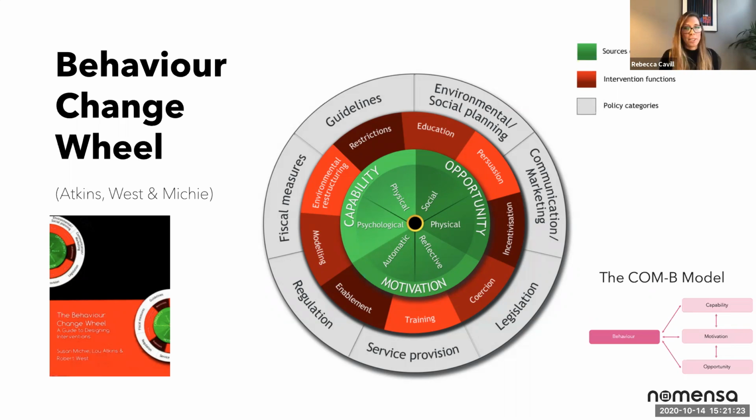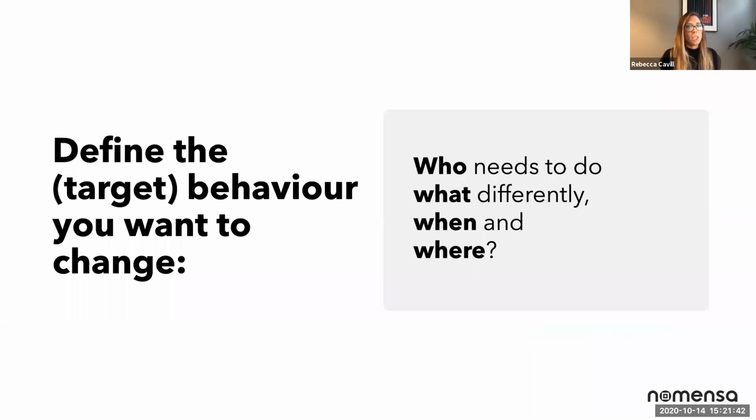The grey circle around the outside is 7 categories of policy that could enable those interventions to occur, but actually that's not something that I've ever used, so I'm just going to park that one for today, but maybe if you're interested in that and it's relevant to you, you can go and do a little bit more reading.